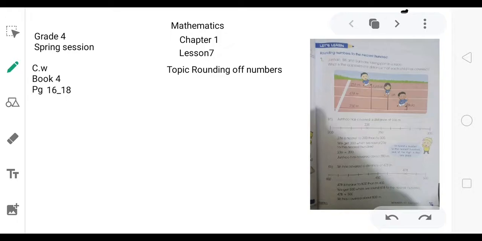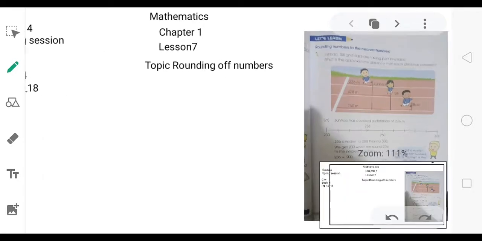This is chapter number 1, lesson 7, and the topic is rounding off numbers. Today we are going to work on book 4, pages 16 to 18. So just take out your book 4 and open page 16. I hope you all have opened the book. So just look at the page.